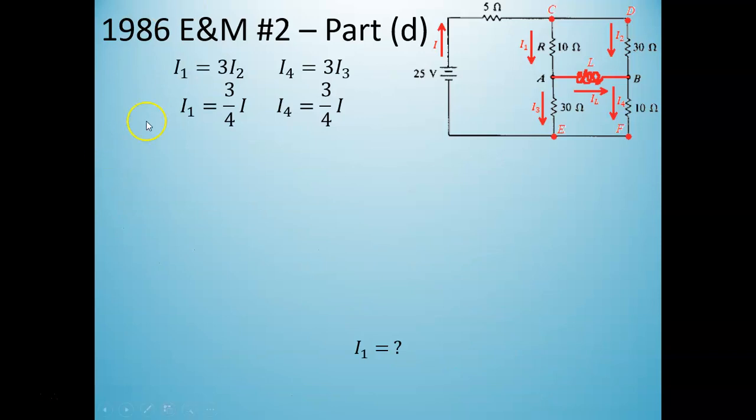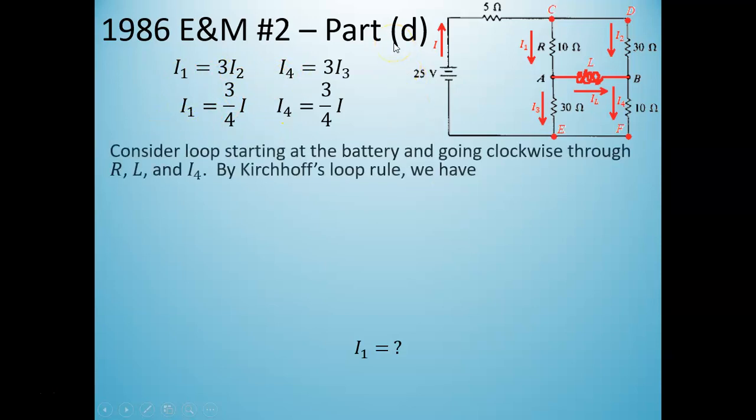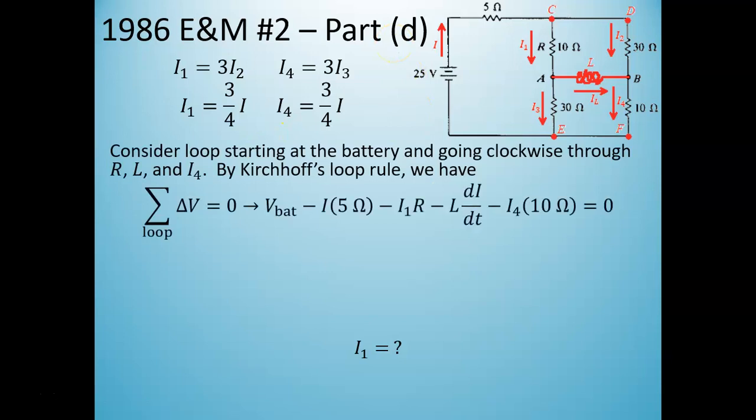So here's what we know so far. I1 is 3I2, I4 is 3I3, I1 is 3/4 I, and I4 is 3/4 I as well. So using Kirchhoff's loop rule, the sum of our delta V's in any loop is 0. That means, we start off with plus delta V for the battery, minus I times 5 ohms, minus I1 times R, minus L di/dt, minus I4 times this resistor, and then all the way back.